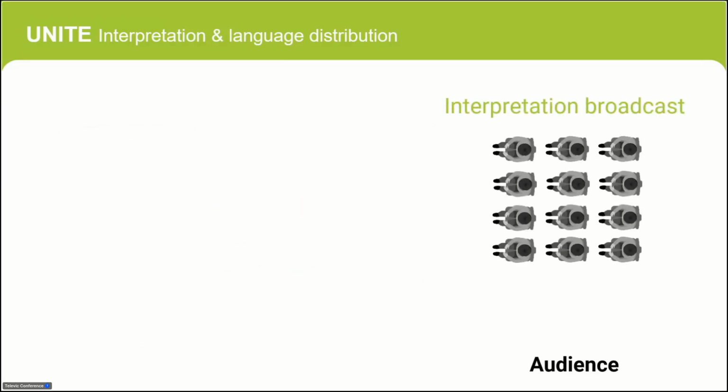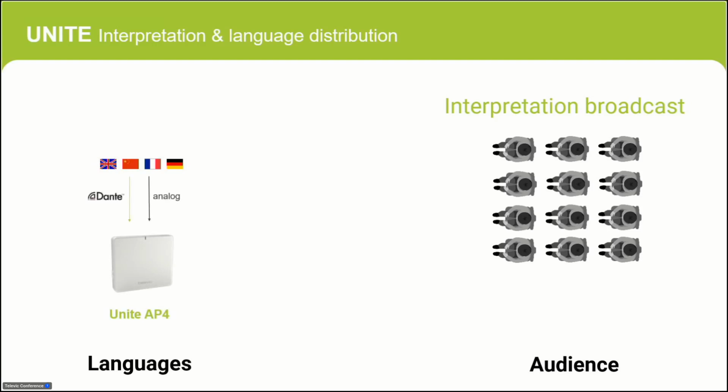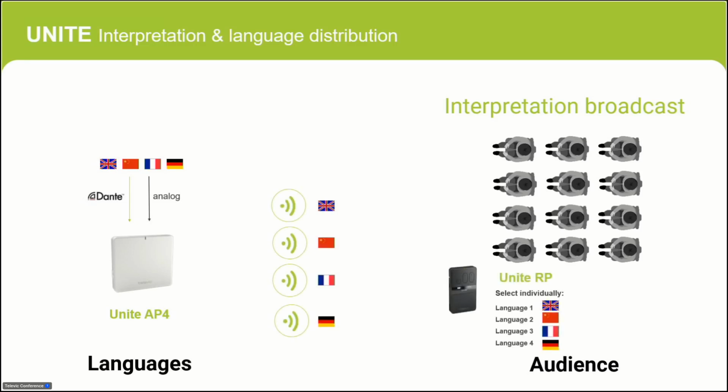You need to broadcast 4 different language channels to a large audience. You can send them to one AP4 across analog, Dante connection, or a mix of both. Now the public can select the language of their choice on each receiver. Remember, Karen, we mentioned earlier the possibility of using Unite Manager software to configure all the receivers at once when they are in the chargers.